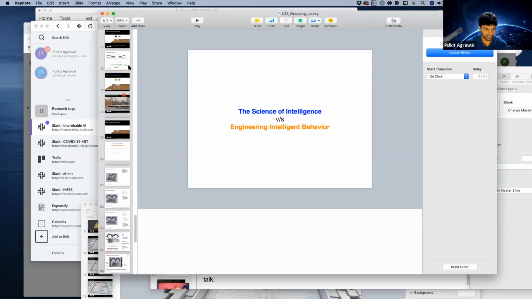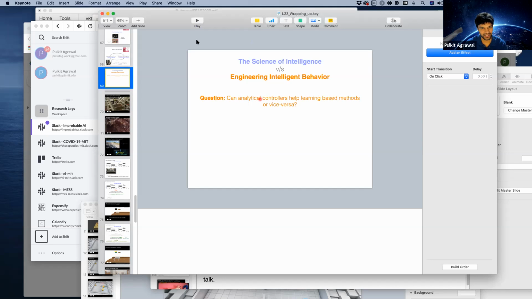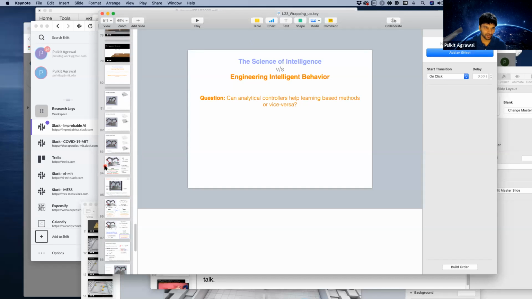and just give you a flavor of these questions. So one question which you can ask in engineering intelligent behavior is, for example, can analytical controllers help learning-based methods or vice versa? It could be combined analytical methods and learning-based methods. Right? Another question we could ask is, for example, can we make use of task-specific constraints to aid learning? So these questions are, again, generic, but they are trying to solve some particular problems, right? They're trying to see if there are some specific constraints of a task, or maybe I know how to solve some sub-part of a task through classical control methods. How can I use learning? Right? So I would say this is more like engineering intelligent behavior, and we are not necessarily asking a broad scientific question.